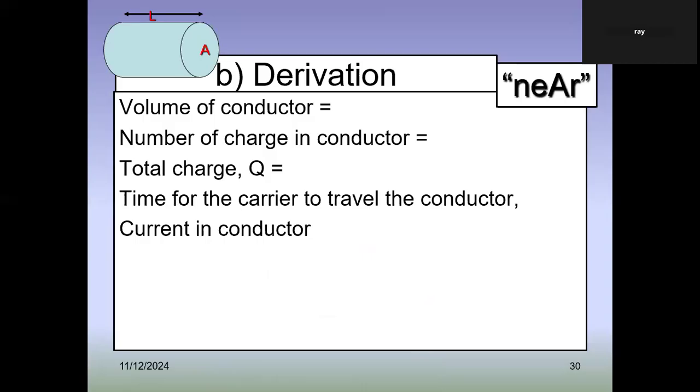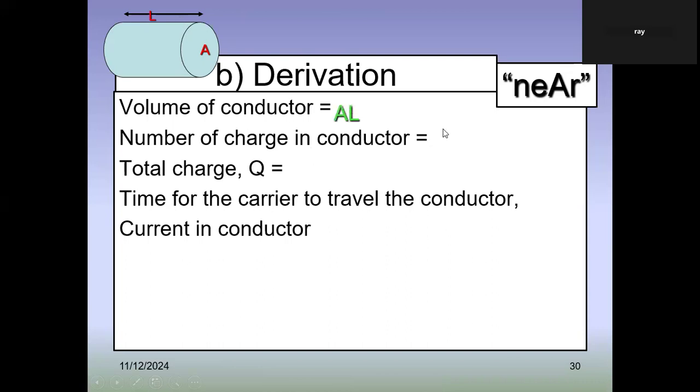The syllabus doesn't require you to derive it, but I thought I'd derive it for your sake. It doesn't take that long. One way to remember is to use the word "nerve", but instead of r, use v, if you want to remember it. Okay, volume of conductor is A times L.